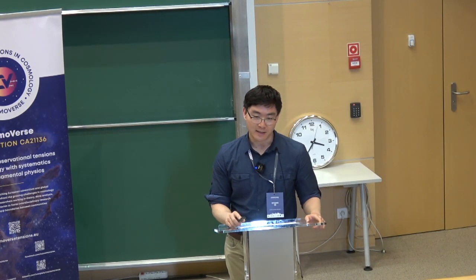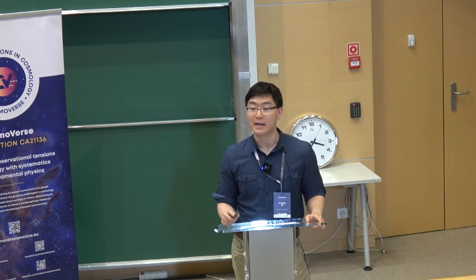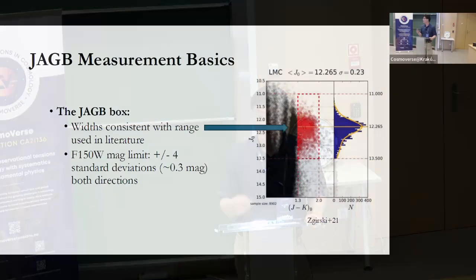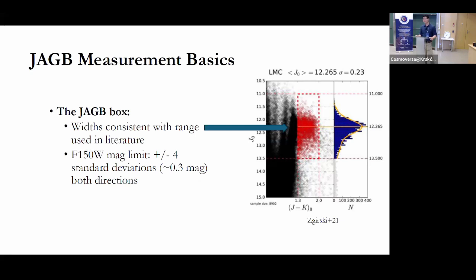So now I wanted to move on and start to introduce how we're going to measure the JGB. And so we have our JGB clump, and here's a plot I'm showing from the Zgorski paper. And what's been done in the literature is you build a box around that clump to isolate the J region to measure the JGB magnitude with.